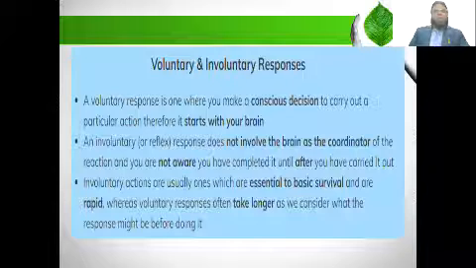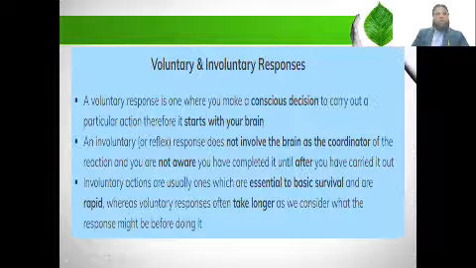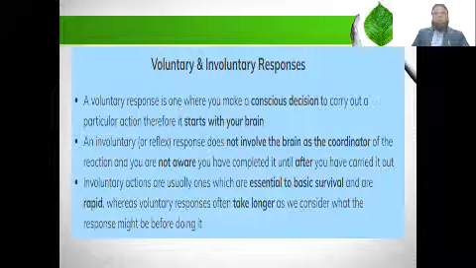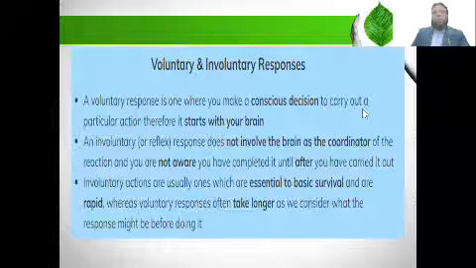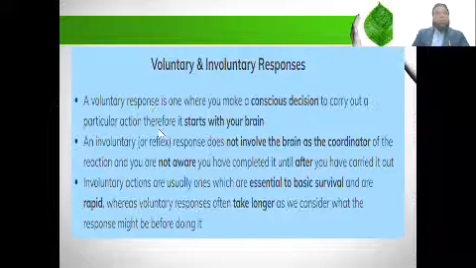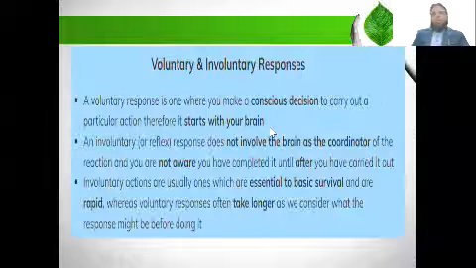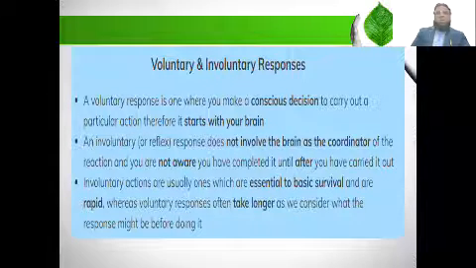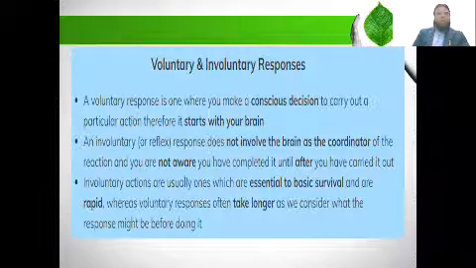Now there are two types of response. The first one is the voluntary, and the second one is the involuntary response. A voluntary response is one where you make a conscious decision to carry out a particular action. Therefore, it starts with your brain, because it is based on your consciousness. It means first we think and then we do some action. So this is a voluntary action.